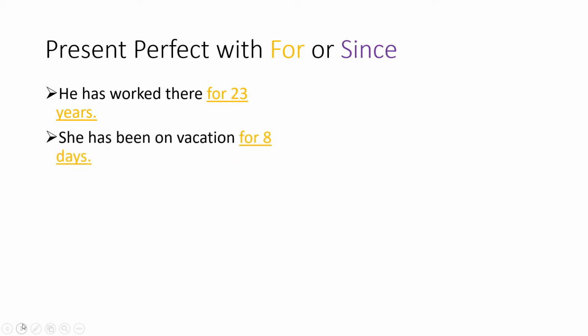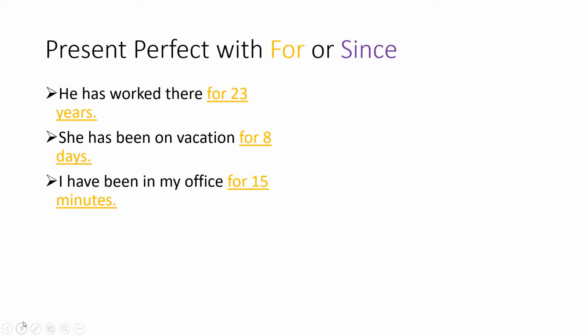If we use for or since, we should use present perfect. This is for an action that hasn't finished yet. It started in the past and is still continuing now. For example, he has worked there for 23 years. He has been on vacation for 8 days. I have been in my office for 15 minutes. That's the word for. We can use for with an amount of time. All these actions are still continuing.